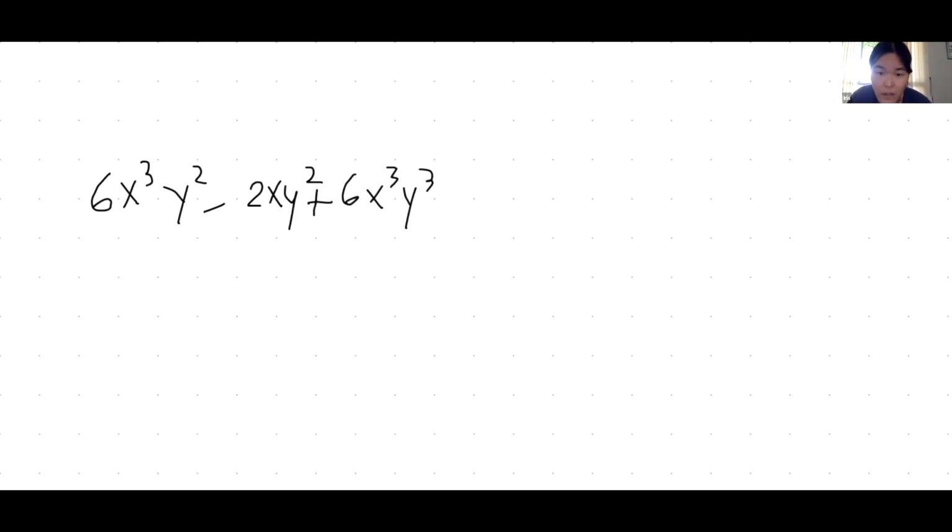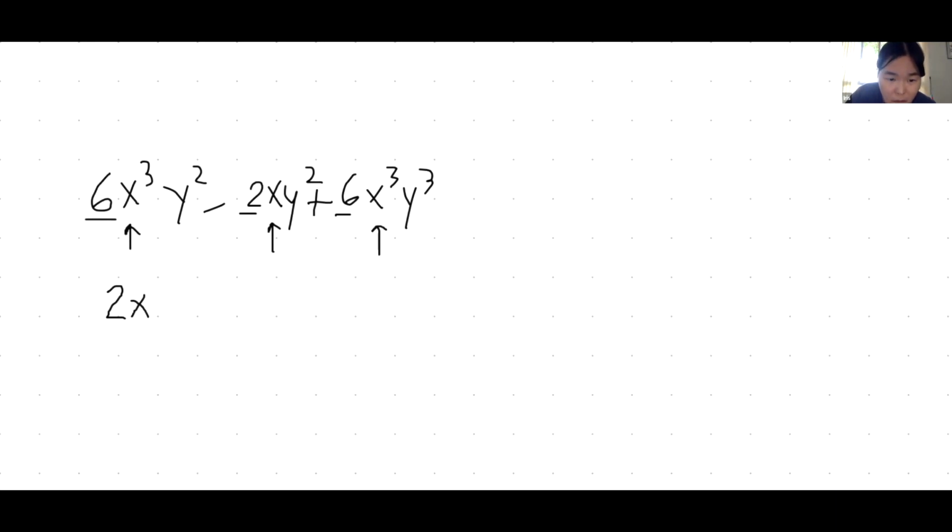Right? So here we see 6, 2, and 6. So the largest common factor would be 2, right? If we just compare the numbers. Is everybody okay with that? So I have a 2. And then if I just look at the powers of x, I have an x cubed. Here I have just a single x. And here I have an x cubed. So because of this middle guy here, my largest common factor for x is just x.